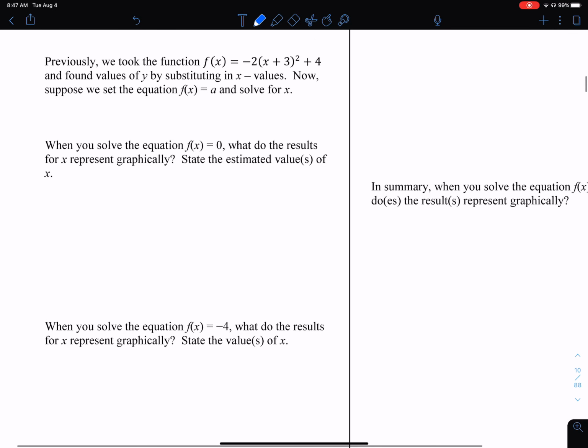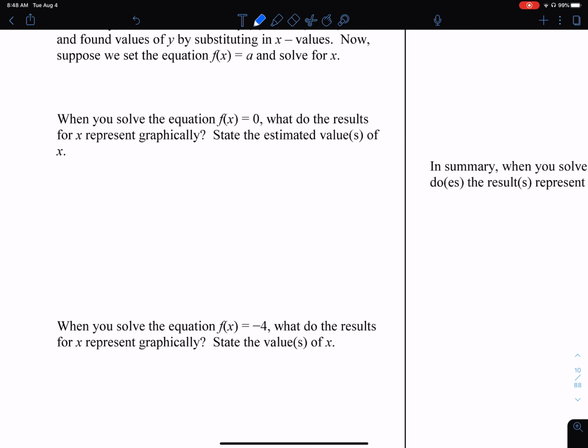Previously, we took this function, same function we've been talking about the whole period here, and found values of y by substituting in x values. Now suppose we set the equation f of x equal to a number and solve for x. When you solve the equation f of x equals 0, what do the results for x represent graphically? State the estimated values of x. So we got two things to do here. What do they represent? And we need to state the estimated values of x.